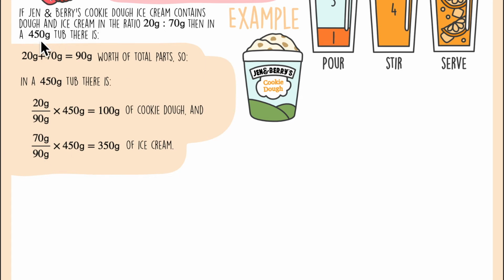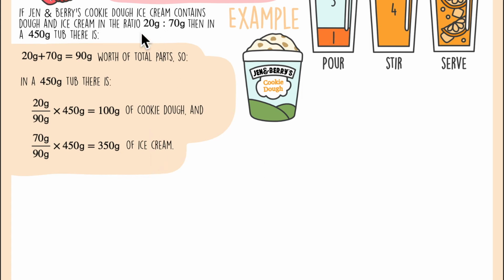In order to find out how much of the 450 gram tub is made up of ice cream, we times this fraction by 450 grams and we get 350. Therefore, in this tub of ice cream, 100 grams are made up of cookie dough and 350 grams of it are made up of actual ice cream.